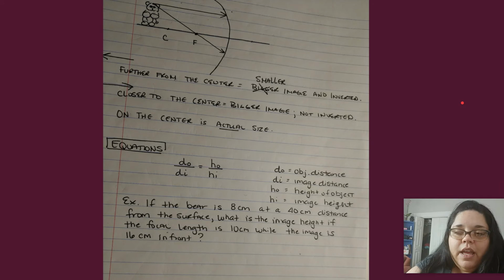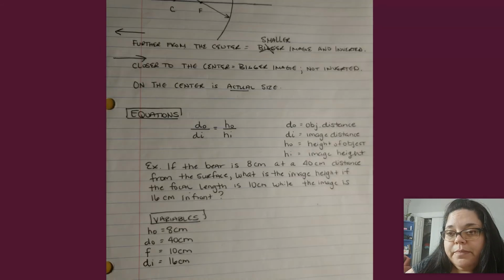Question: If the bear is 8 centimeters tall at 40 centimeters distance from the surface, what is the image height if the focal length is 10 centimeters while the image is 16 centimeters in front? So let's look at our variables. We have the height of the object, which is 8 centimeters. That tells us how high it is. We have the object distance, which is 40 centimeters. We have the focal length, which was given to us as 10 centimeters, and then the image distance was told to be 16 centimeters.